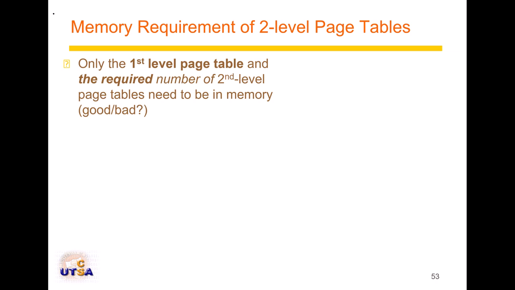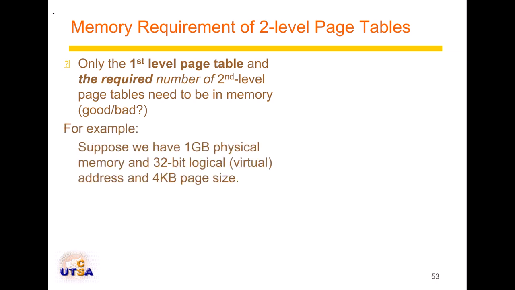But for the second level pages, we just need enough number of second level pages, depending on our program size. If we have a smaller program, probably we don't need all these second level pages. But if it is really a large program, then of course you need all these things. Okay, so let's just look at that in terms of some numbers again. Suppose we have a 1 GB physical memory and 32-bit logical virtual address space, and this time we're going to use 4 KB page size.